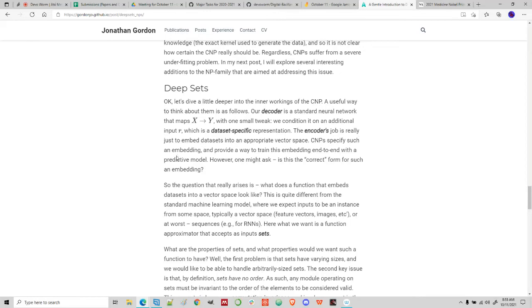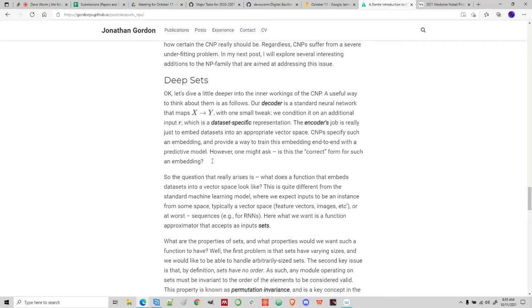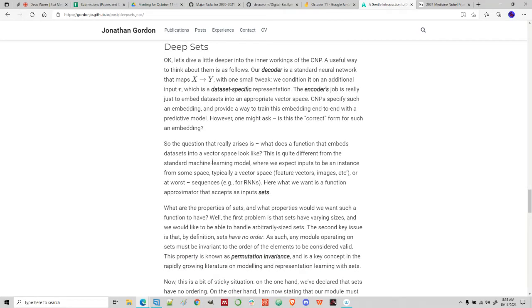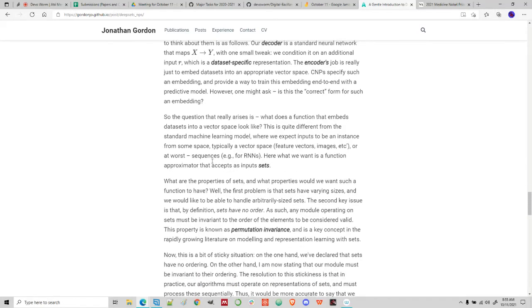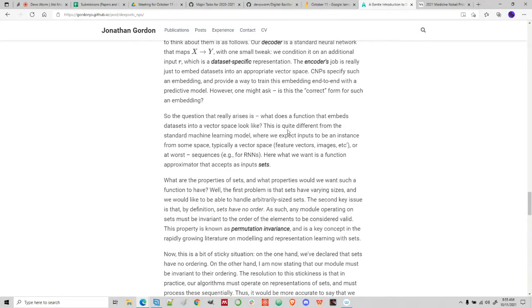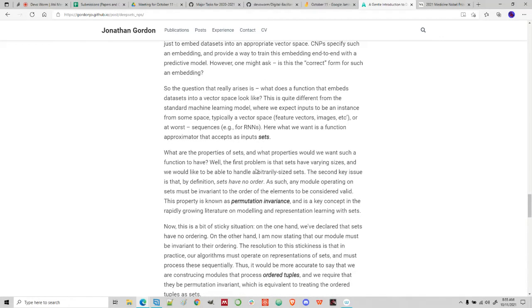The encoder's job is really just to embed datasets into an appropriate vector space. CNP specifies such an embedding and provides a way to train this embedding end-to-end with a predictive model. So is this the correct form for such an embedding? What does a function that embeds a dataset in a vector space look like? This is different from a machine learning model where we expect inputs to be an instance of some space, like a vector space, or maybe sequences. What we want is a function approximator that accepts input sets. So we want to treat the input as a set instead of as a space.